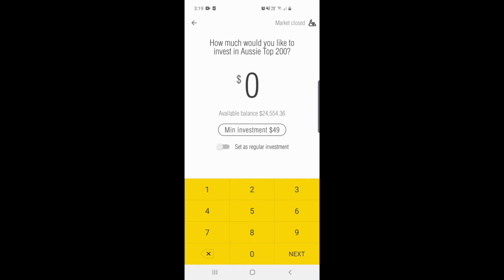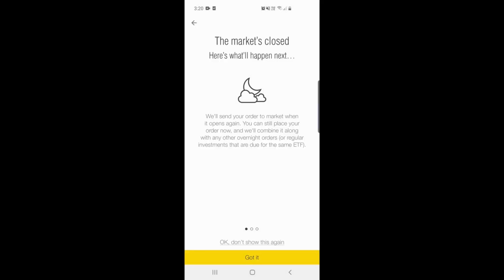As you can see there, I do have my account balance up there. But yeah, so if you wanted to buy some shares in the Aussie Top 200, so the minimum of $49. So let's see how many shares we'd get for $100. All right, we're going to get approximately 4 units. So all you do is you tick next. And of course the market is closed at the moment, so it's giving me a little warning here.